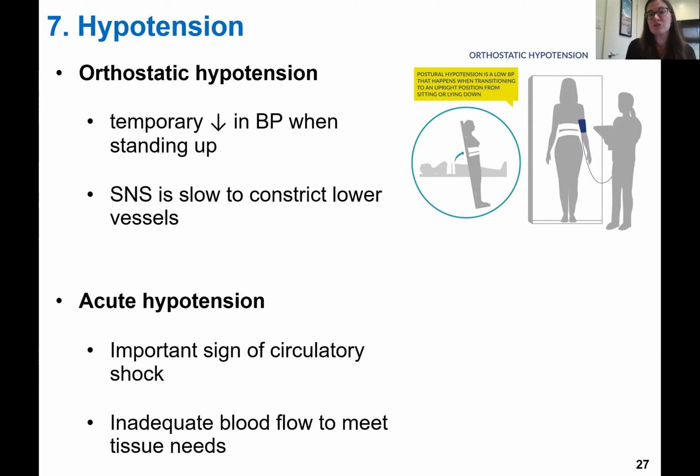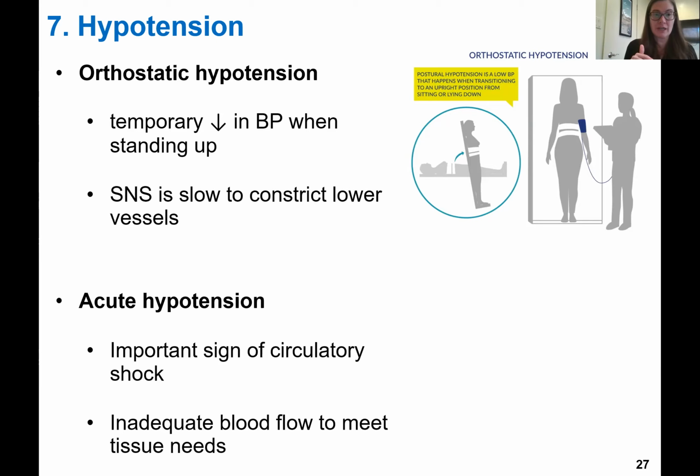You can measure this by putting somebody on a table, strapping them down, and monitoring blood pressure while they are level with the horizon, and gravity is the same across the body. And then you flip them up real quick and measure the blood pressure as you're flipping them. And if it drops substantially, you're going to have orthostatic hypotension.